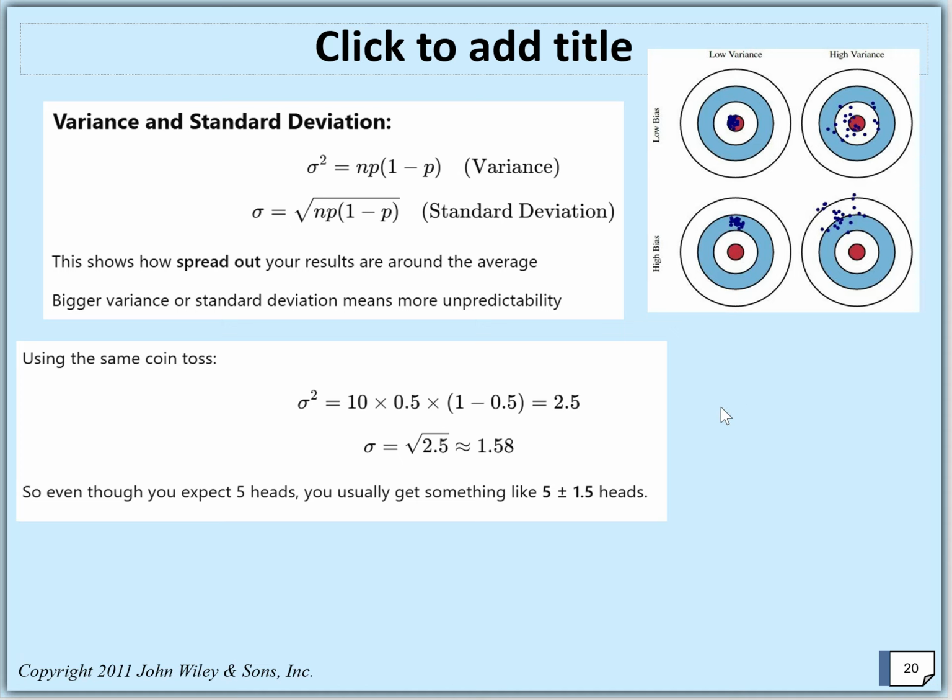So using the same coin toss, if I toss it 10 times, what is the variance? 2.5. And what is the standard deviation? 1.58. So even though you expect 5 heads, you usually get something like 5 plus or minus 1.5 heads. Sometimes less than 5, sometimes more than 5.